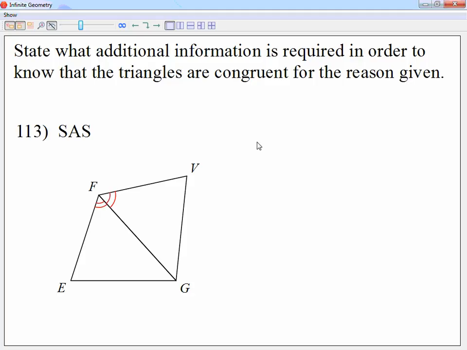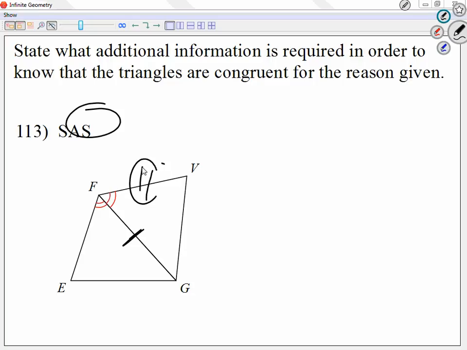I see an angle marked. I'm just waiting for this thing to come back. It's processing. There it is. I can legally mark the side in between it. So you can see the 2 markings on each triangle. What am I missing? Another side. And it will be this side with this side, right? Yeah. So in order for us to write that, we're going to come and say FV is congruent to FE.